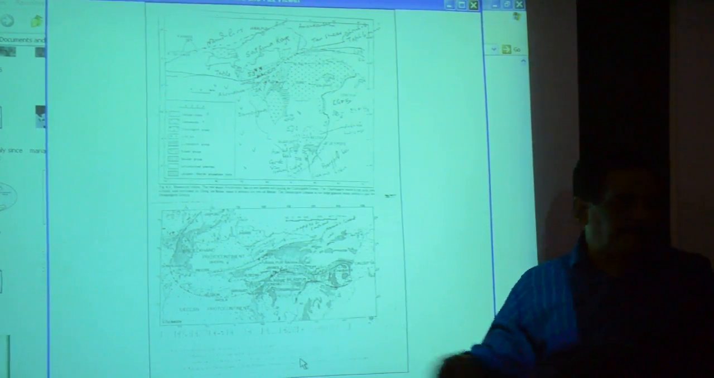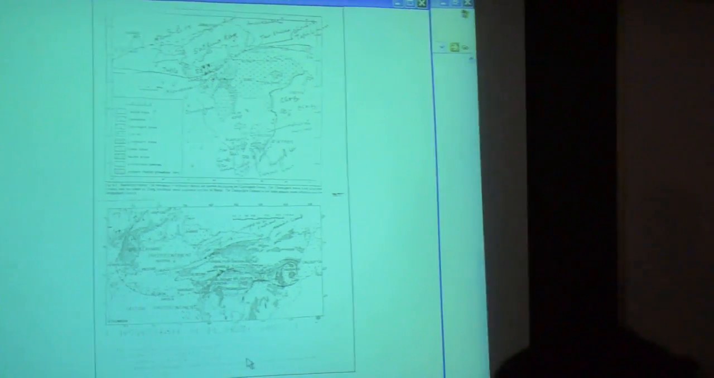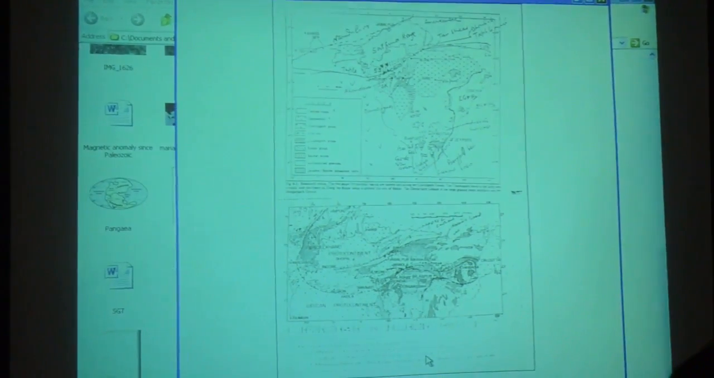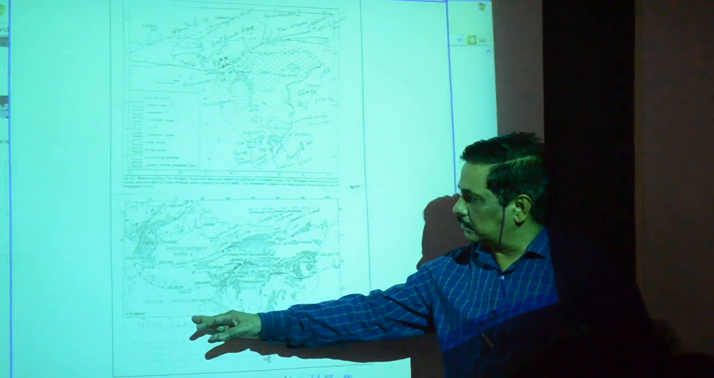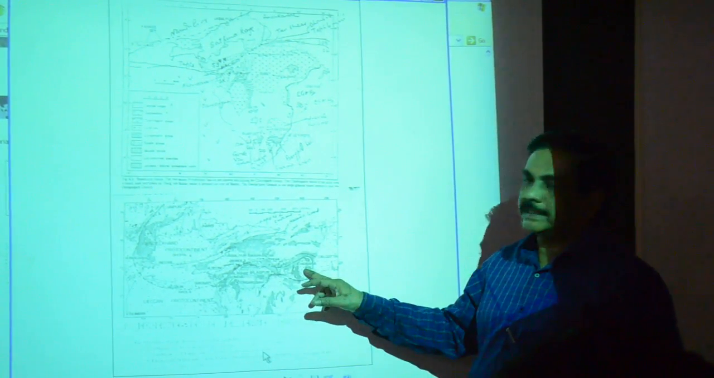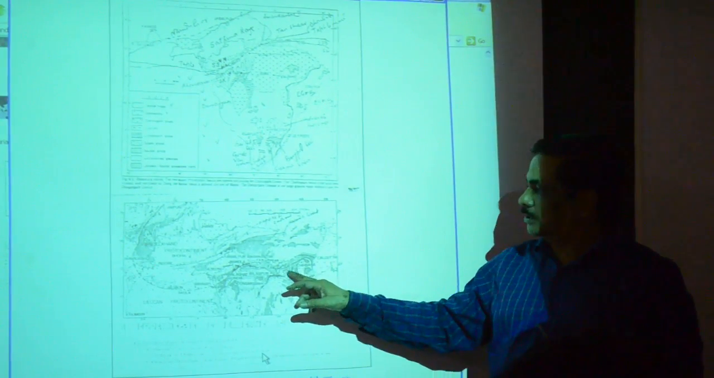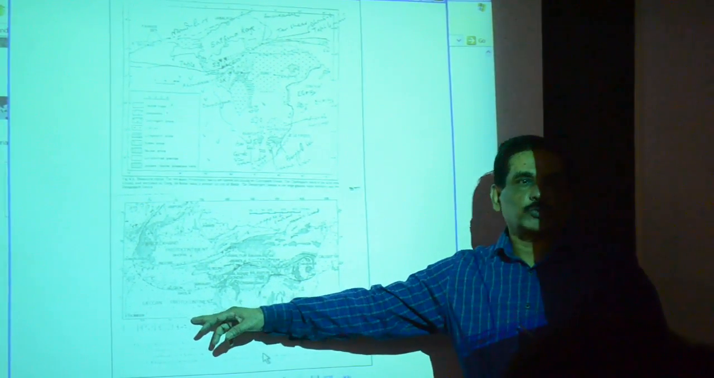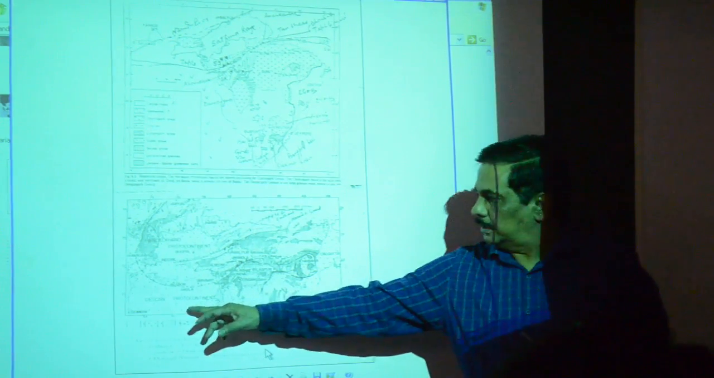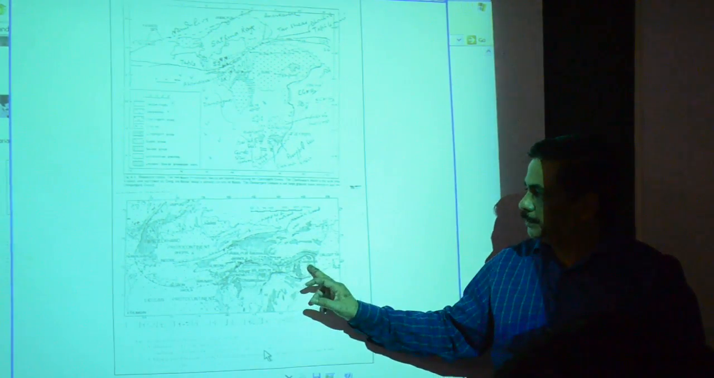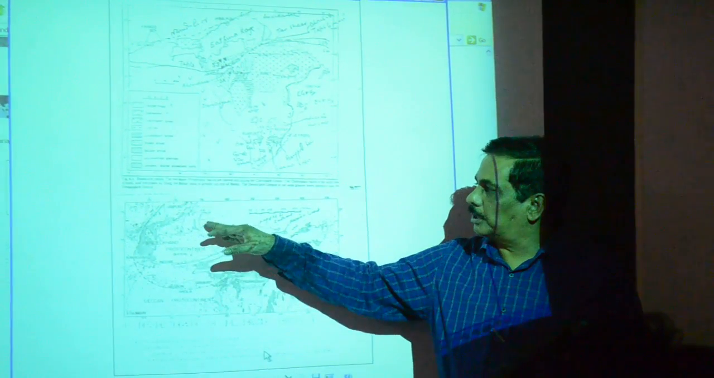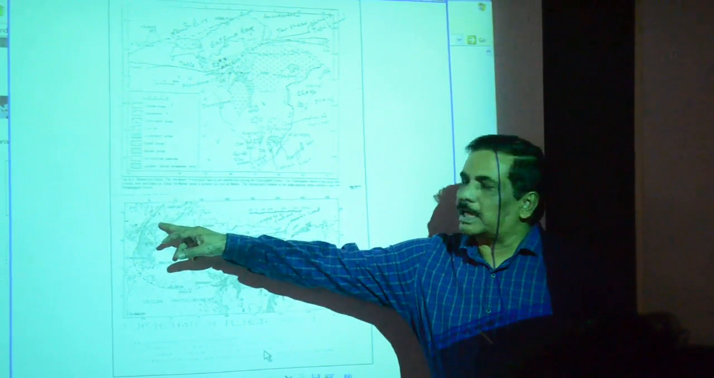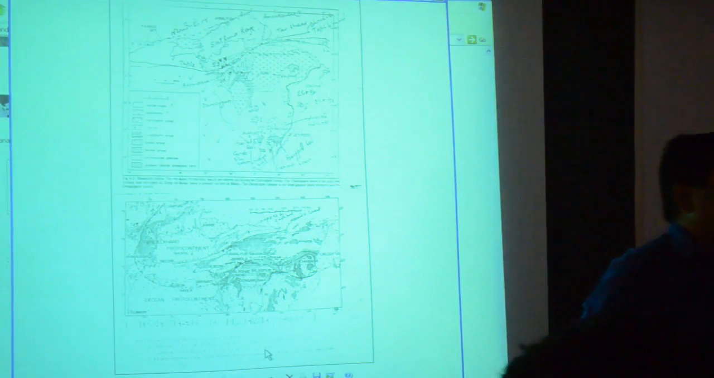So these things I was discussing yesterday. Today the Deccan protocontinent consists of the Dharwar Craton, the Bastar Craton, and the Singhbhum Craton. Three cratons together form the Deccan protocontinent. Dharwar, we are seeing this part today, next we will see this. And the Bundelkhand protocontinent: Bundelkhand, Vindhyans, part of Aravalli, together form the Bundelkhand protocontinent.